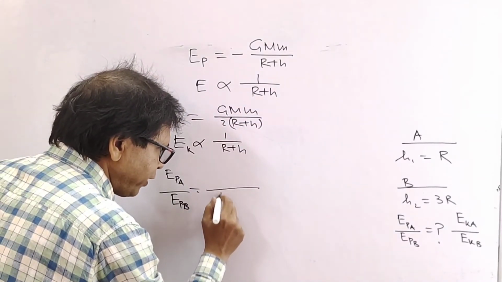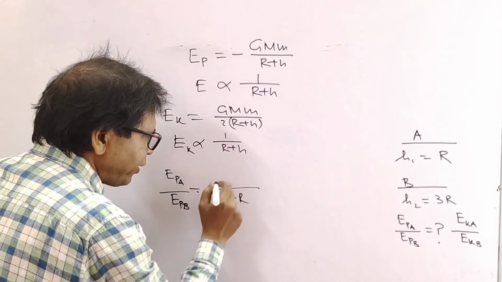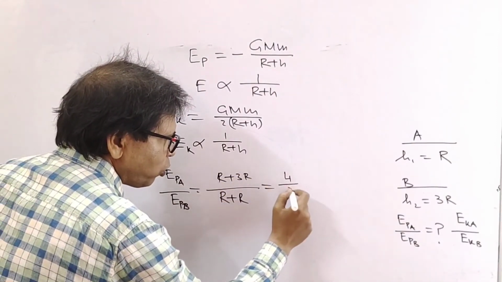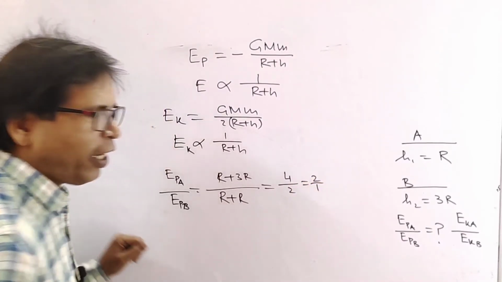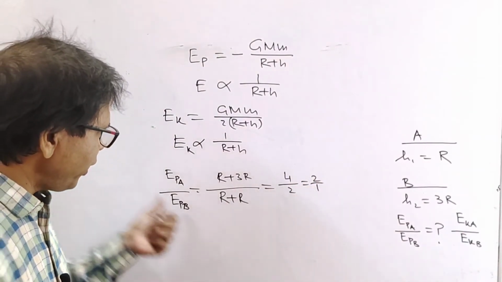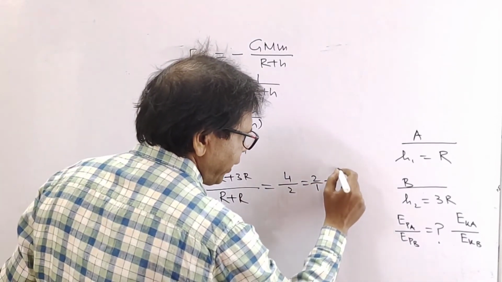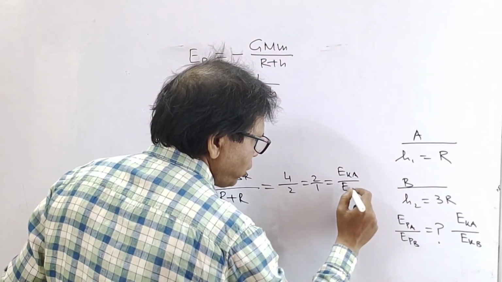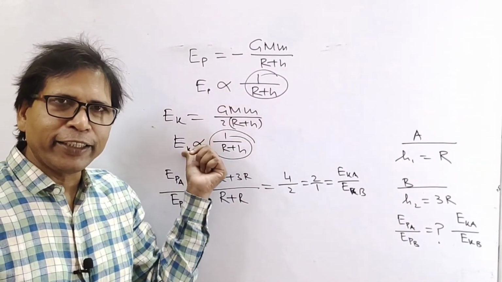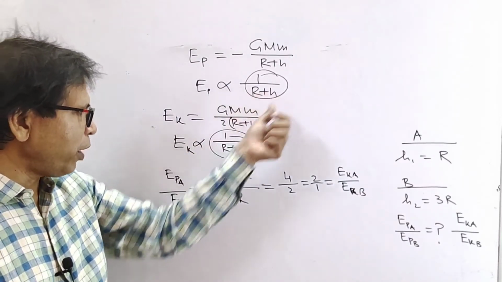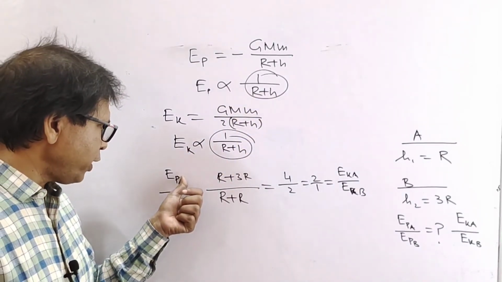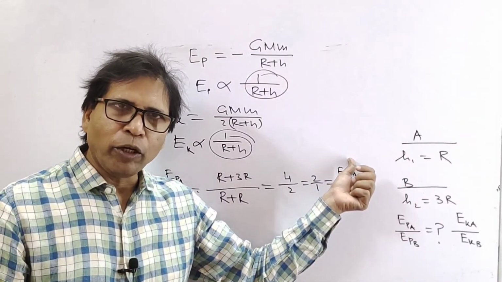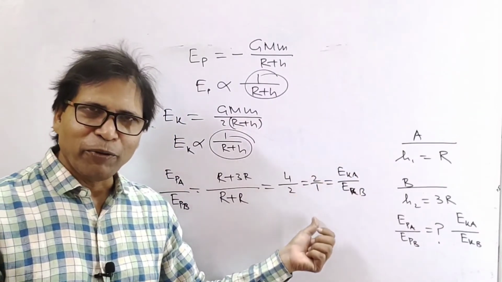So look at this, this is R plus R and this is R plus 3R. So this is 4 by 2, this is 2 by 1. Okay. Now this ratio is the same as that of kinetic energy EKA divided by EKB, because both potential energy and kinetic energy are inversely proportional to R plus H. So the ratio of potential energy of A and B is the same as the ratio of kinetic energy of A and B. This is 2 by 1.